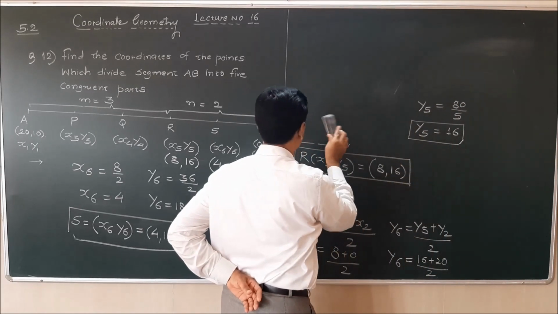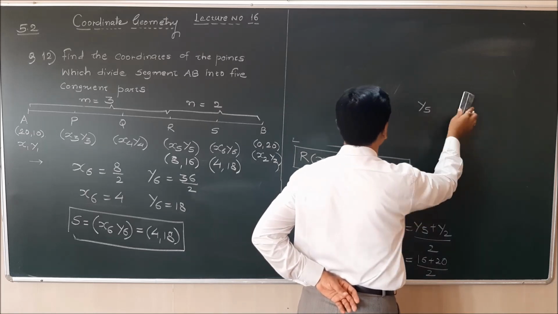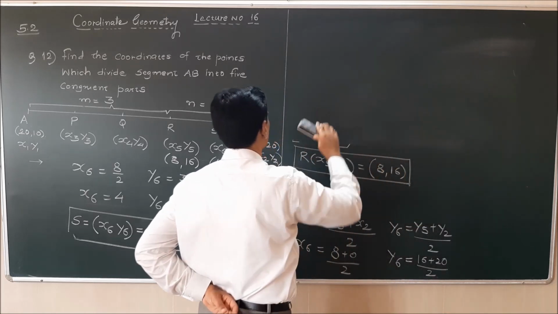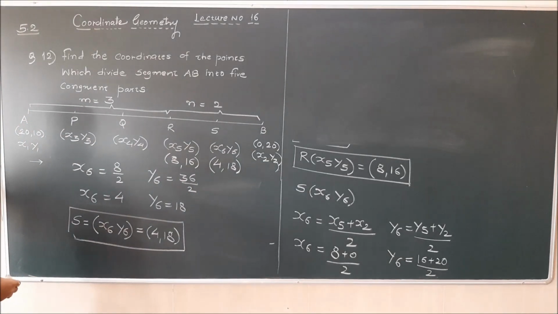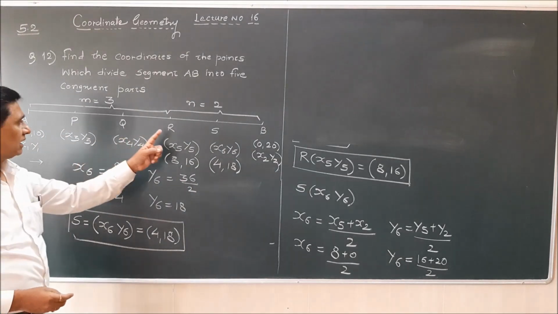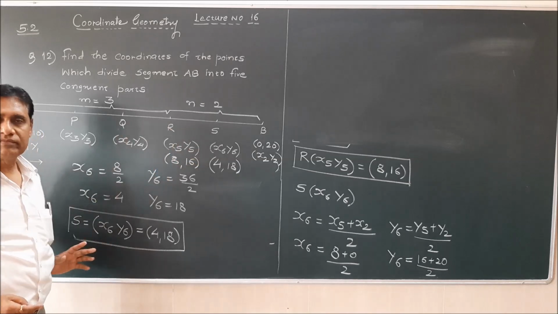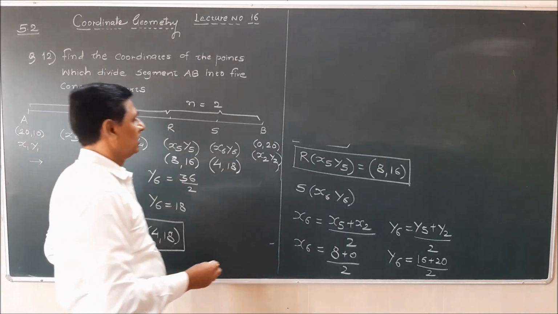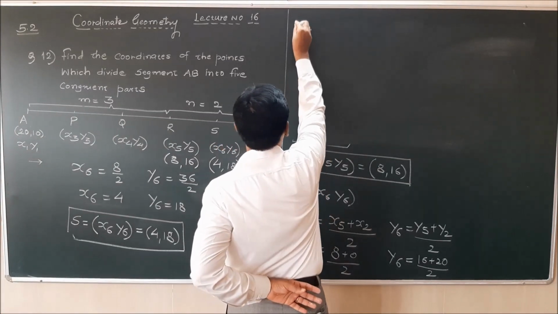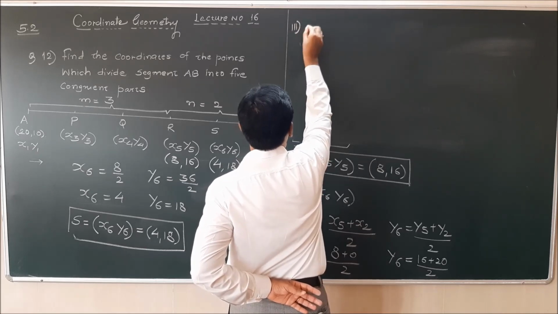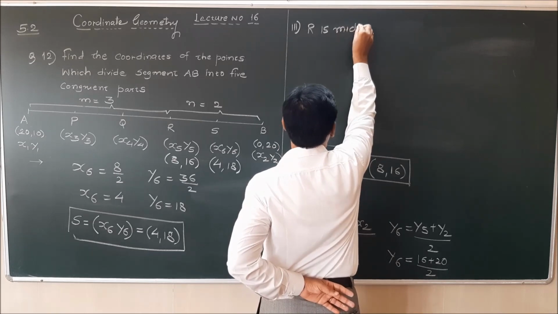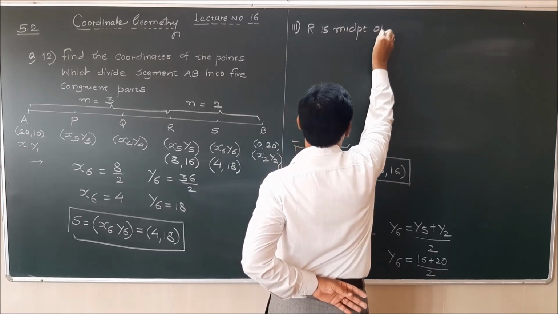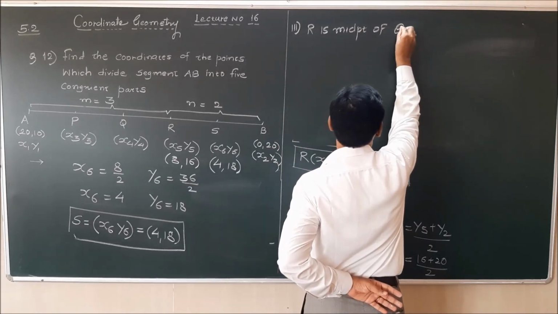So I am going to now find out coordinates by using midpoint formula only in all these cases. Only for one point I use section formula. Again I am explaining you the same fact that R is a midpoint of QS. So here, third one, R is midpoint of QS.